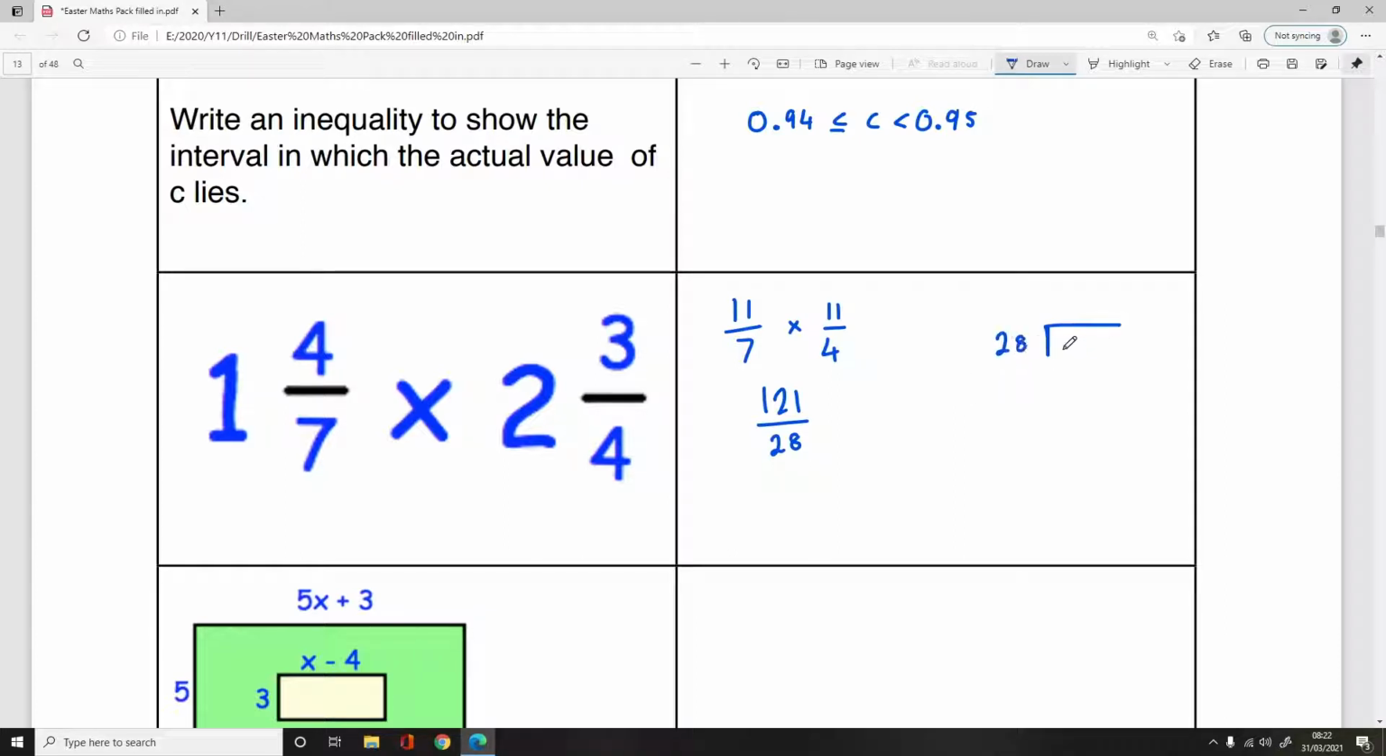And then convert that back to a whole number. So you want to see how many 28s go into 121, I guess. It doesn't feel like it's going to be any easier to do a bus stop method when I could just count up in 28s. 4 remainder 9, so that would be 4 and 9 28ths.